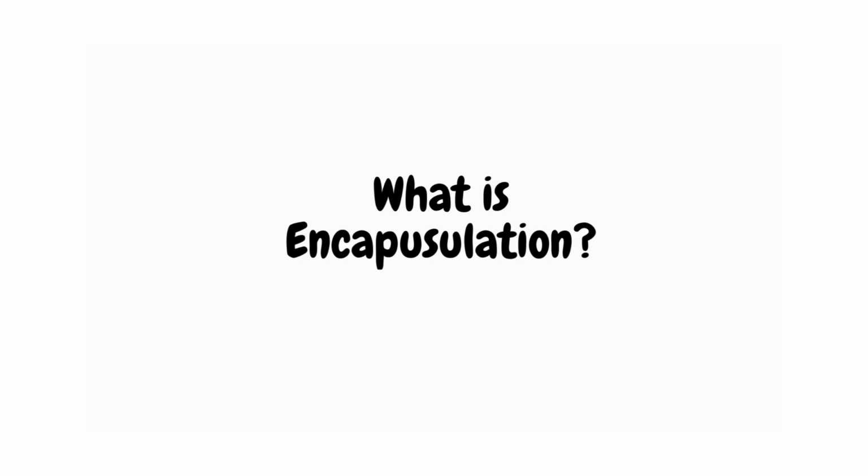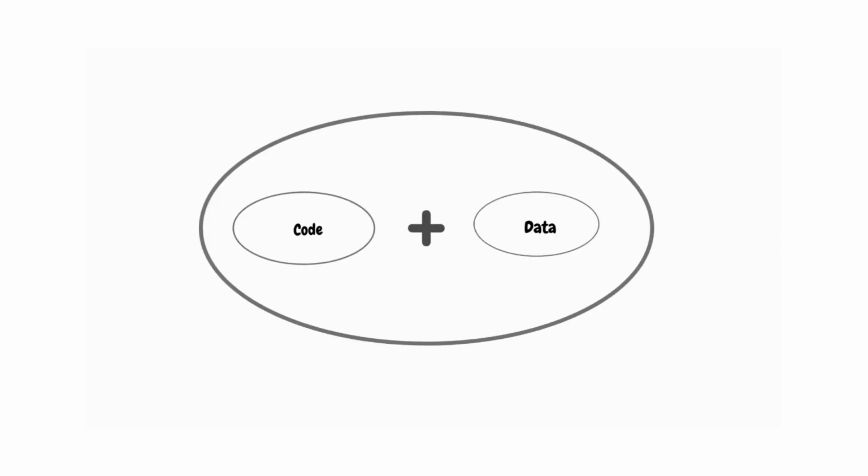Hello everyone, in this video I am going to discuss encapsulation. It is one of the important principles of object-oriented programming. Encapsulation is a mechanism of combining code and data together into a single entity called class. In Java language, class forms the basis of encapsulation.